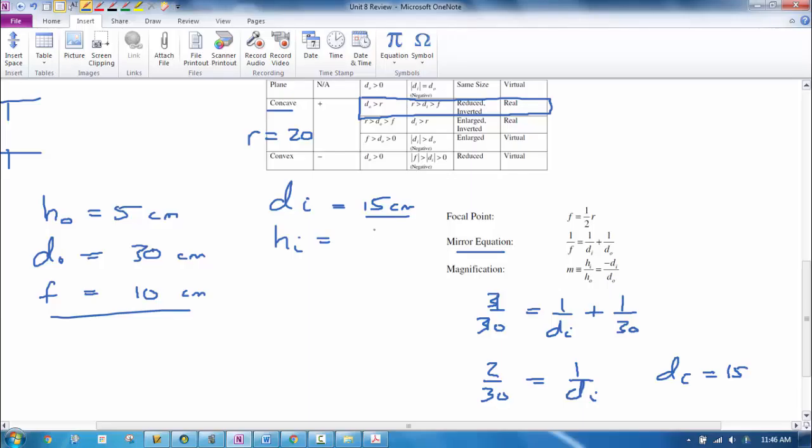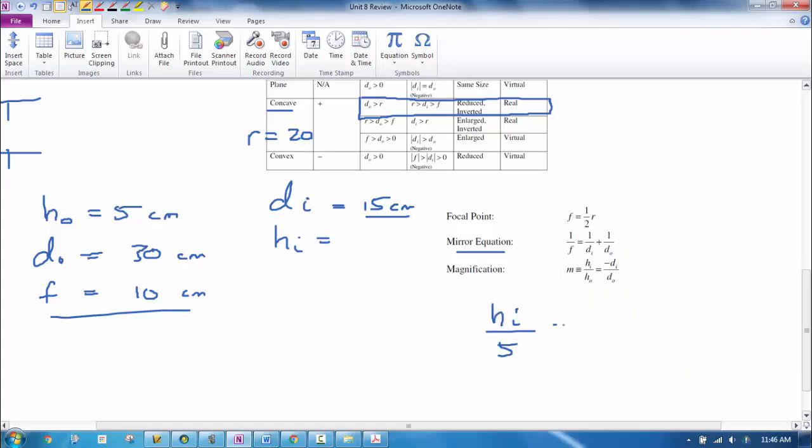We did it right. Now the height of the image, we're going to use this equation right here. So go ahead and plug in. The height of the image is what we're looking for. The height of the object is 5 centimeters. That's going to equal the negative of the distance of the image, which is 15, over the distance of the object, I'm sorry, this is 30. Multiply both sides by 5, and what you get is 1/2, so it'll be negative 5 halves. The height of the image is negative 5 halves. And that negative means that it's inverted, but we already know that, so that's not a big deal for us. So it's negative 2.5 centimeters, or 2.5 centimeters inverted.